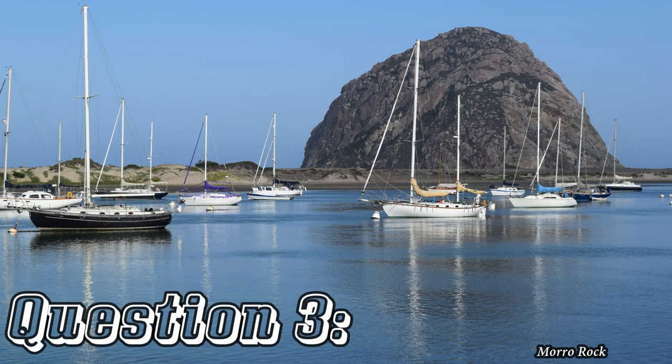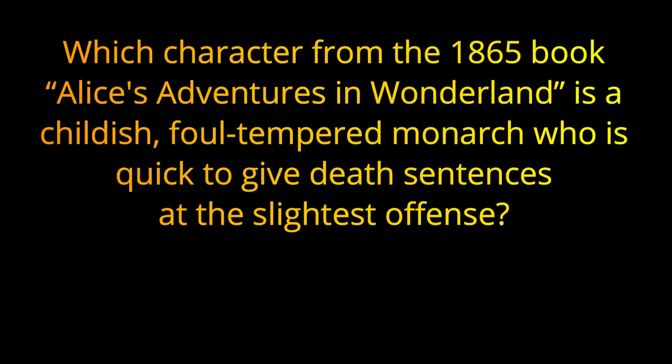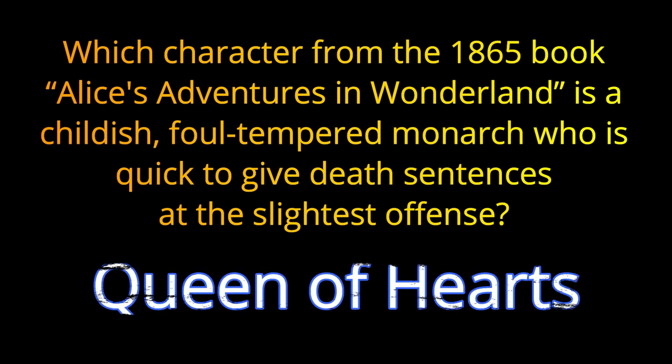Question 3. Which character from the 1865 book Alice's Adventures in Wonderland is a childish, foul-tempered monarch who is quick to give death sentences at the slightest offense? The answer is the Queen of Hearts.